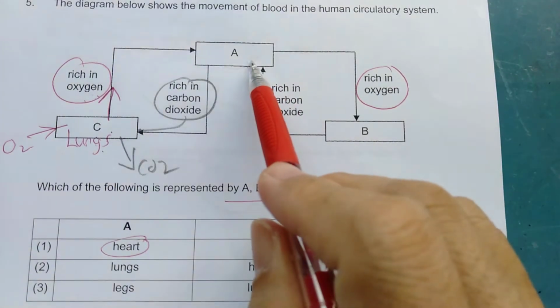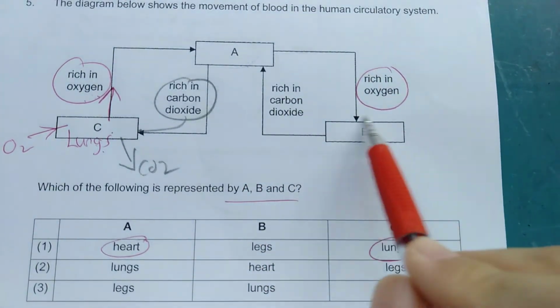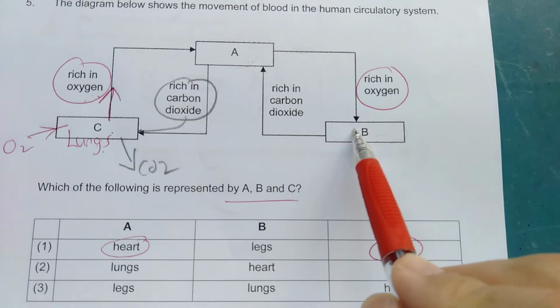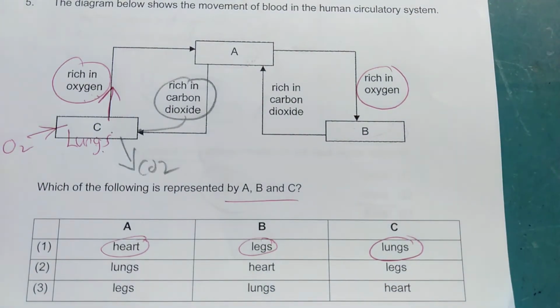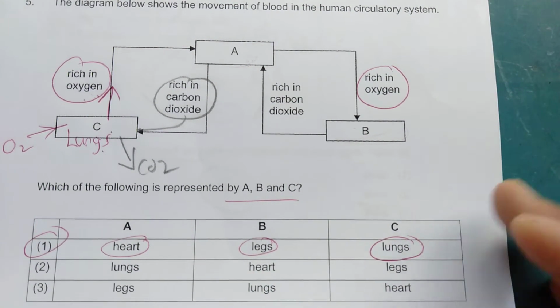The heart will pump the oxygen-rich blood to all parts of the body. B will be all parts of the body. Legs is part of the body. So the answer is 1.